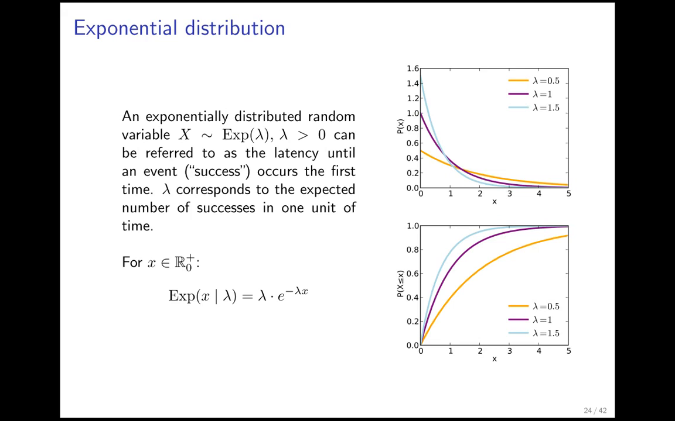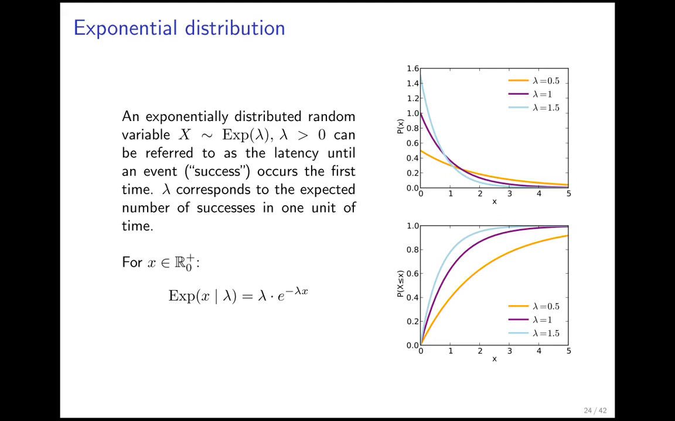So the uniform distribution was the first continuous distribution that we looked at, and the second one will be a bit more interesting. It's the exponential distribution. And the exponential distribution models the time until an event occurs for the first time, and this is again usually referred to as a success. So a typical example would be you are waiting at a bus stop, and you could model the time you need to wait as a random variable that is exponentially distributed.